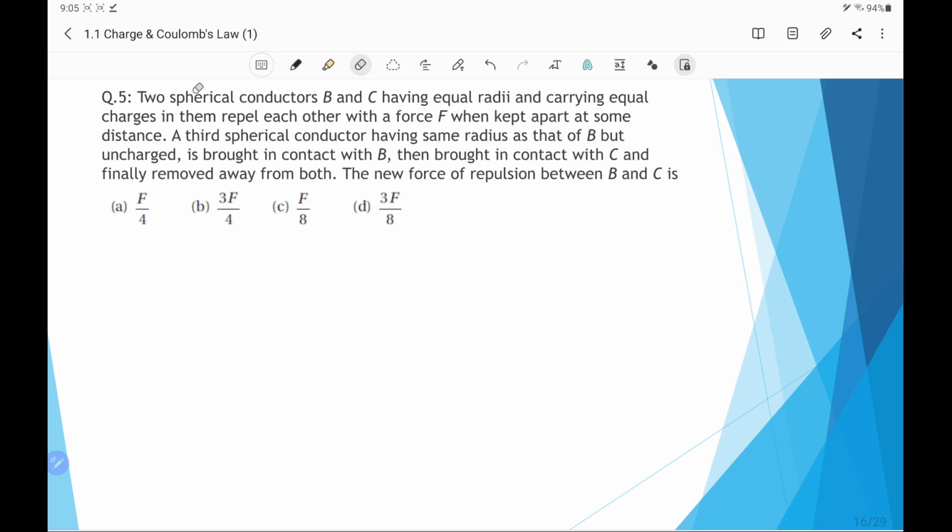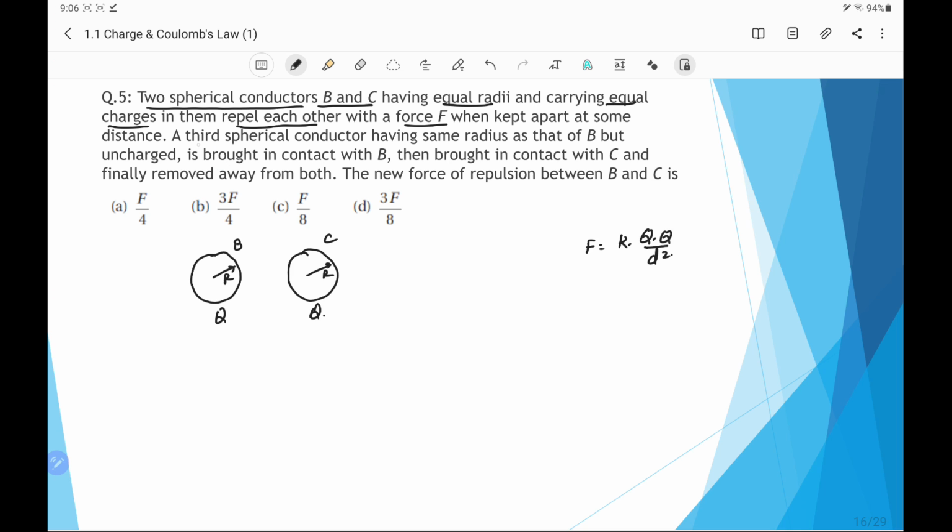Next question is, there are two spherical conductors B and C, of equal radii and equal charges, which repel each other with force F. So F will be equal to K into Q square by d square, if d is the distance between them. And we can suppose this is the spherical conductor B, this is spherical conductor C, having the same radius R and having the same charge Q.